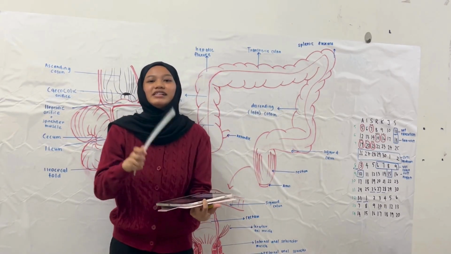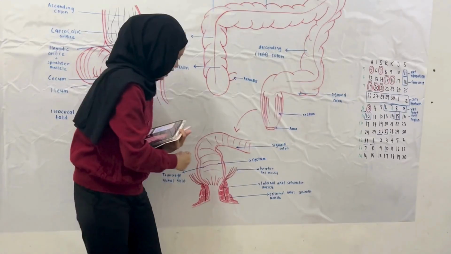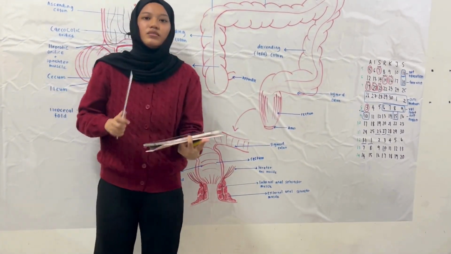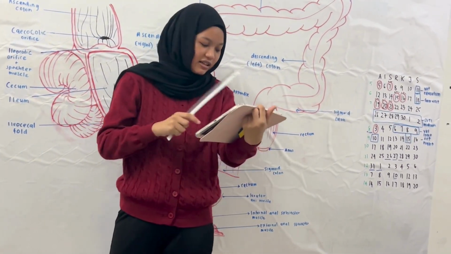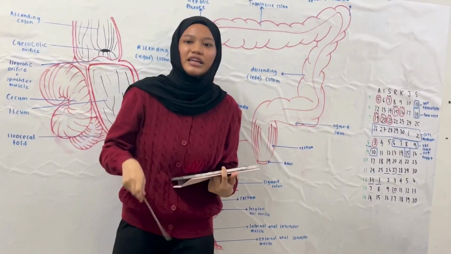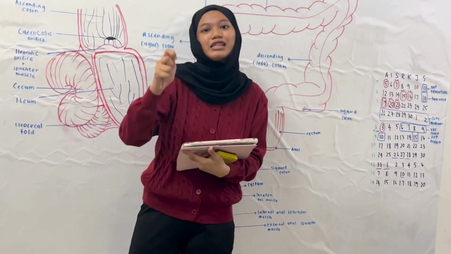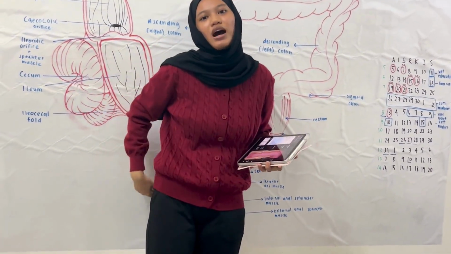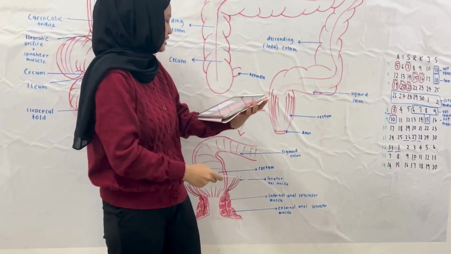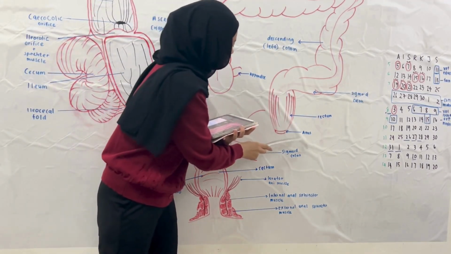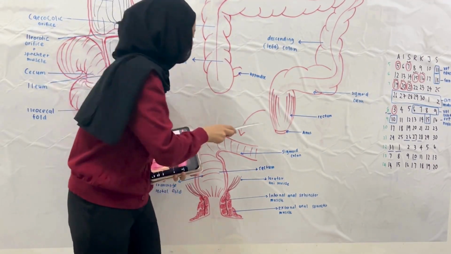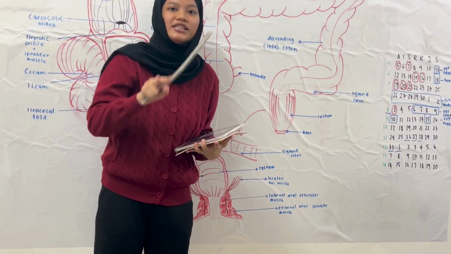The next part is the anal canal. This is the anal canal. So, the first thing is, the anal canal is the terminal part of the alimentary canal. What do we call the alimentary canal? The alimentary canal starts from our mouth and ends with our anus. That's why the anus is the terminal part of the alimentary canal. At the anus, we have two sphincters.